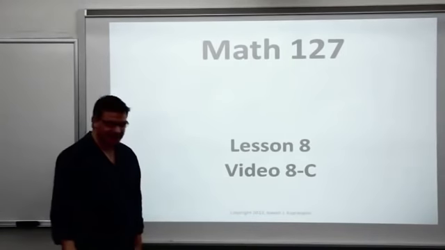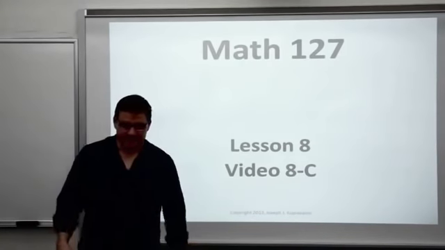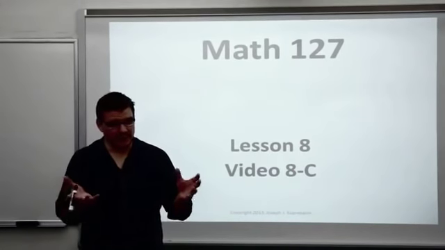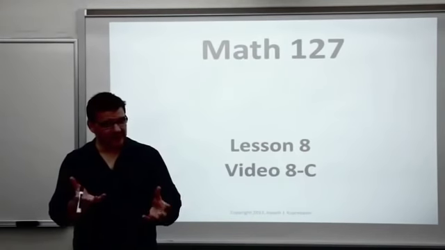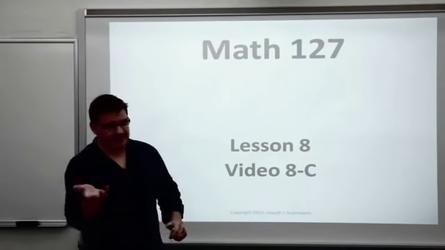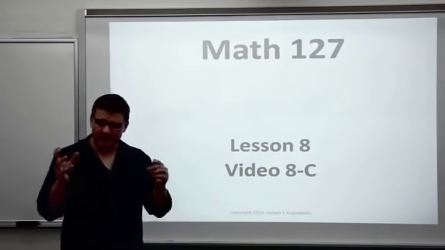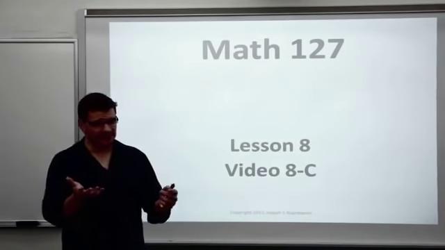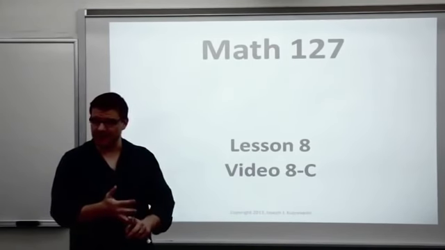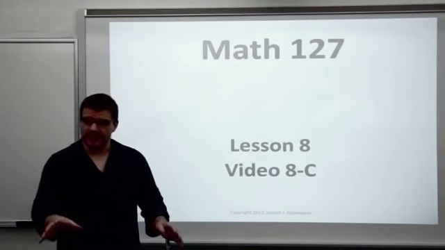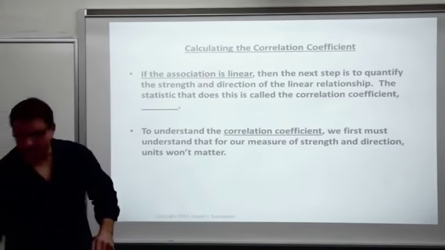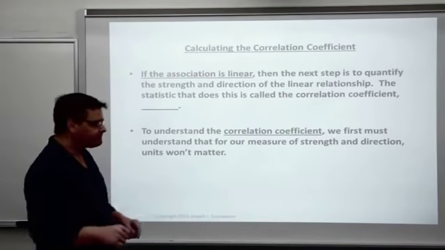Lesson 8, Video C, correlation. Okay, this is the video where we will talk about the theory as to how we calculate the correlation. And what it is, it's a number. In the last video, we talked about the strength. Does the relationship between two variables look strong or moderate? We'd like to put a number to it. And so this video is all about calculating that number.